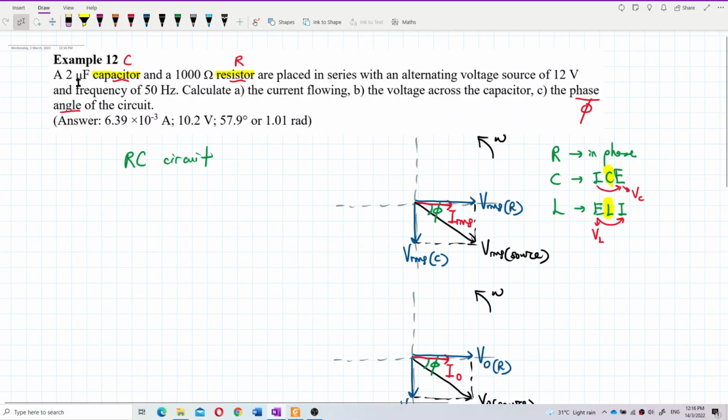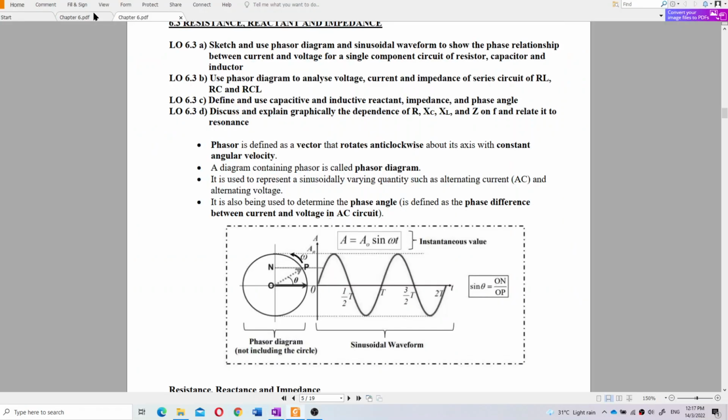Here he gives us 2 microfarad. What is this value? This is not XC. It's not the reactance yet. This is just the capacitance. And 100 ohm is the resistance. This is just capacitance because it's in microfarad, not ohm.